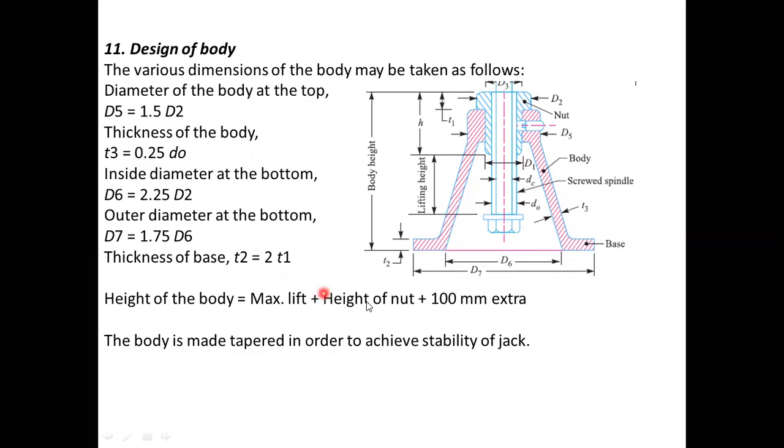Thickness of base T2 is equal to 2 times T1, and the total height of the body is given by the maximum lift of the screw jack plus the height of the nut plus 100 mm extra. The body is made tapered in order to achieve stability of the jack.